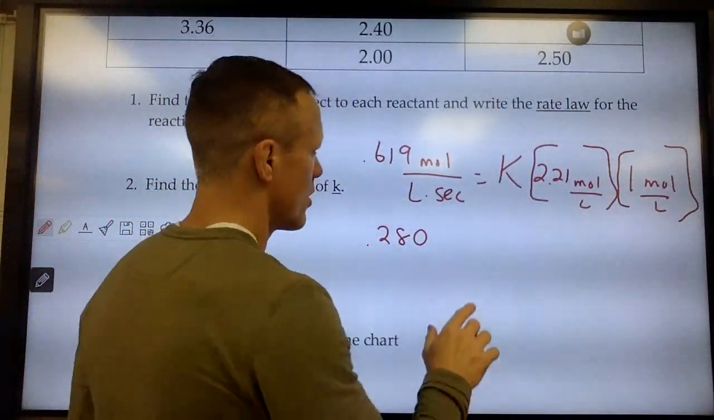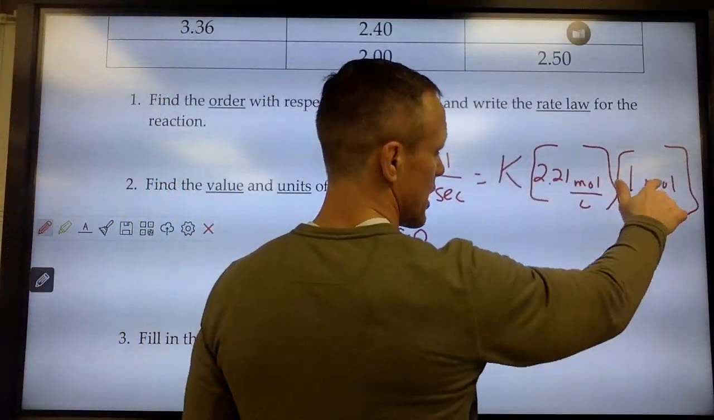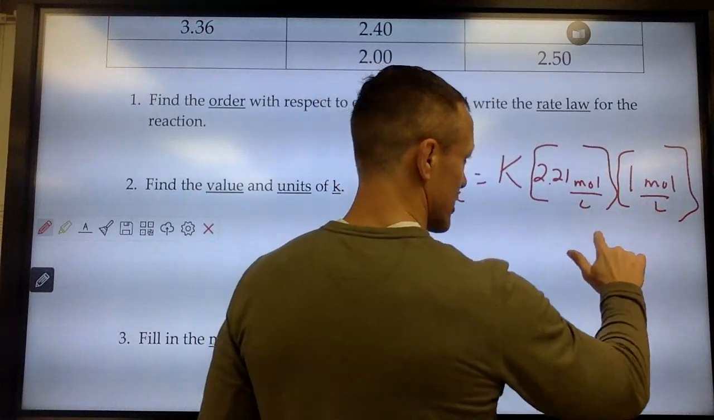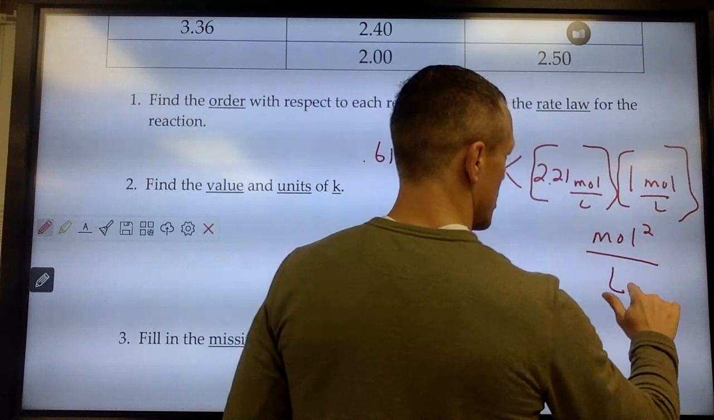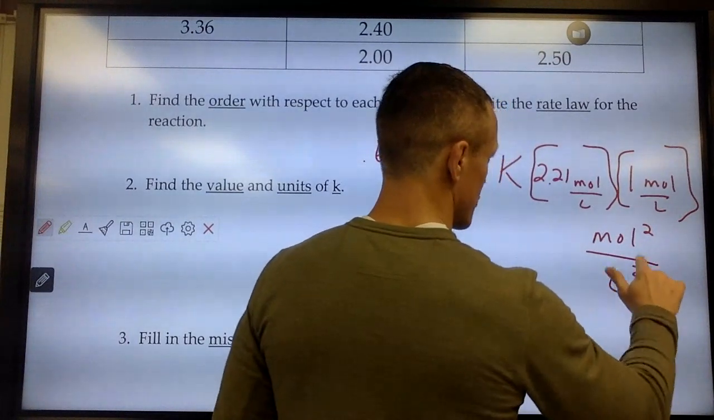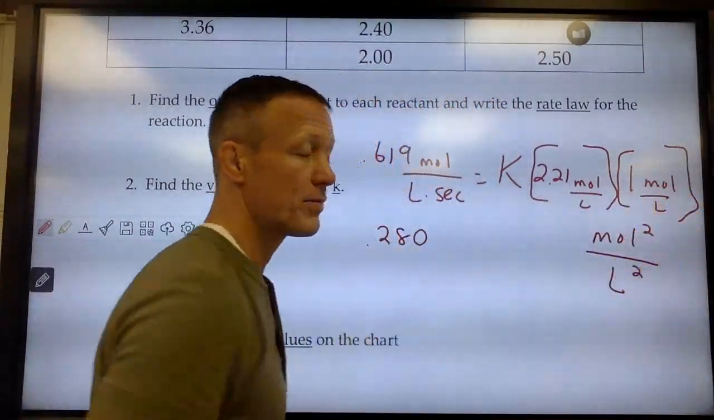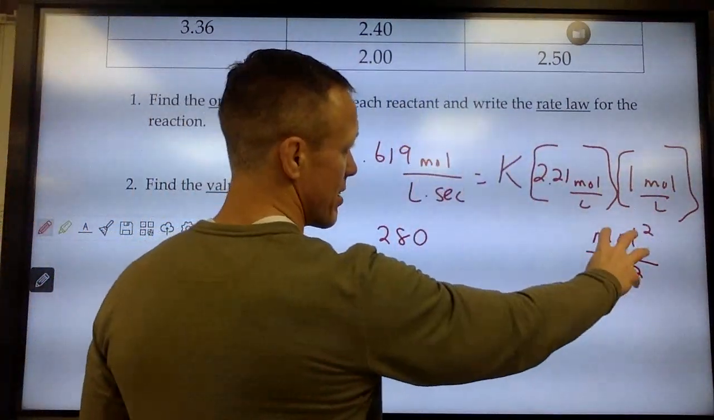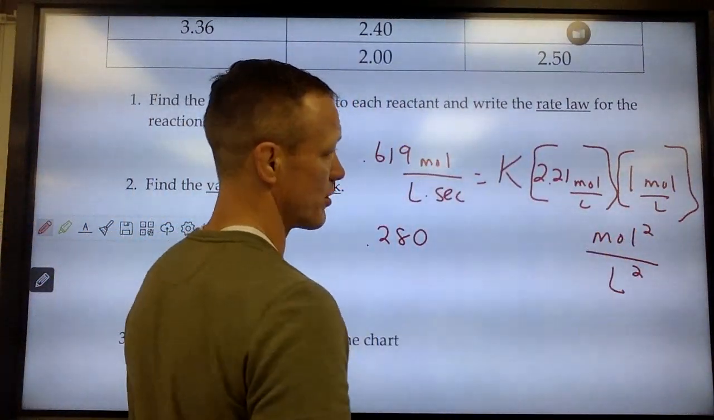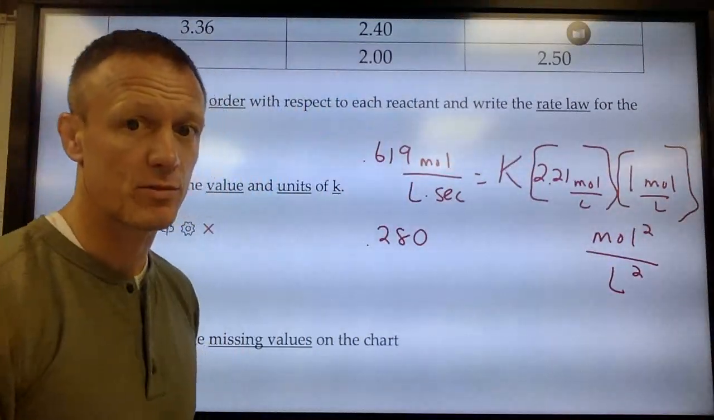Now let's figure out the label. Okay, figure out labels. So we have moles times moles, liters times liters. So this side is moles squared over liters squared. Again, that was molarity times molarity. Kind of weird that we have squared units of those. And we're dividing this by that, so that's the same thing as multiplying by the reciprocal.